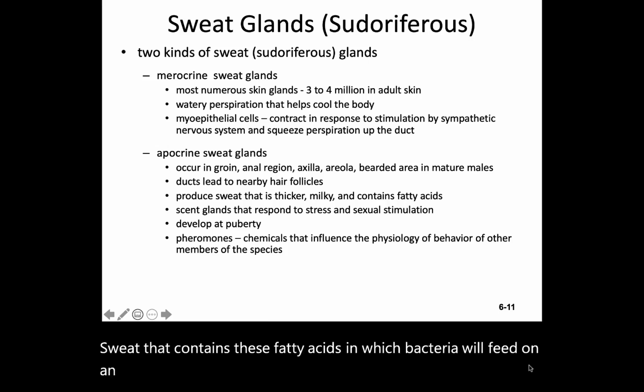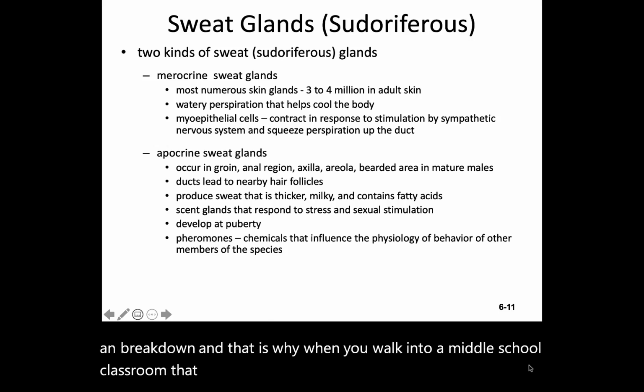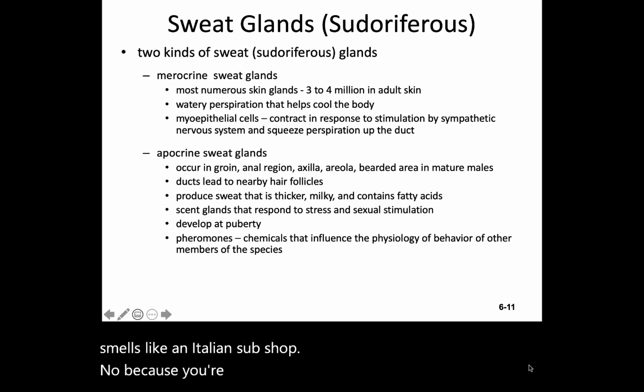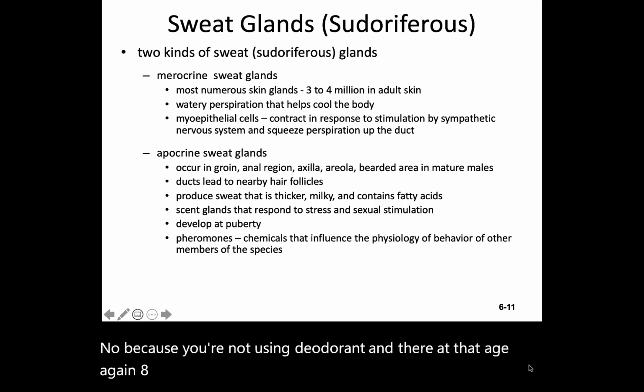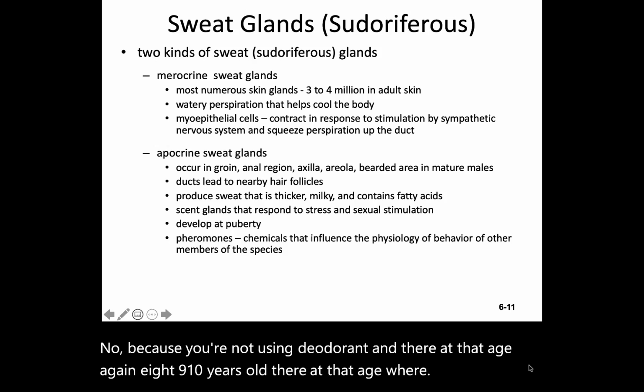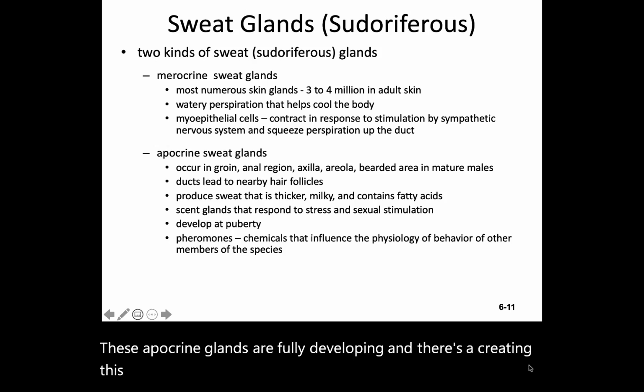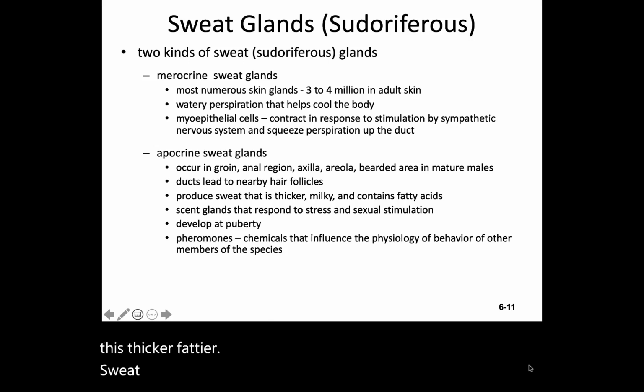And that is why when you walk into a middle school classroom of sixth graders or seventh graders, it smells like an Italian sub shop, right? Because they're not using deodorant and they're at that age, again, 8, 9, 10 years old. They're at that age where these apocrine glands are fully developing and they're secreting this thicker, fattier sweat byproduct.